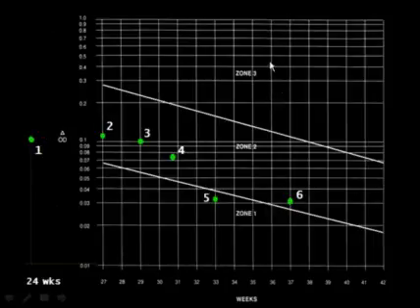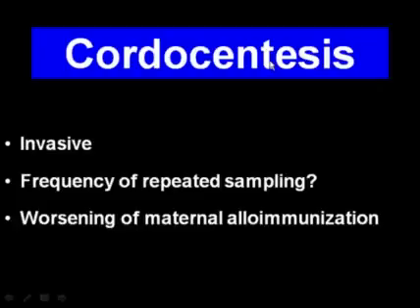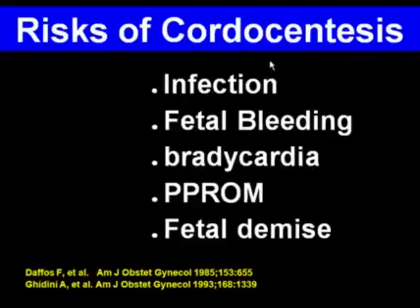Now, what about cordocentesis? Cordocentesis is more invasive than amniocentesis. We do not know what is the optimal frequency of repeated sampling, and cordocentesis may also be associated with the worsening of maternal alloimmunization. In addition, risks of cordocentesis are infections, fetal bleeding, bradycardia, PPROM, and fetal demise.